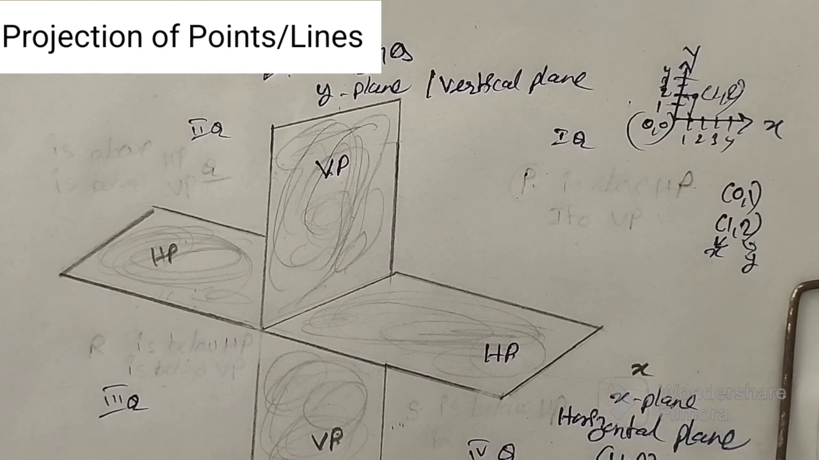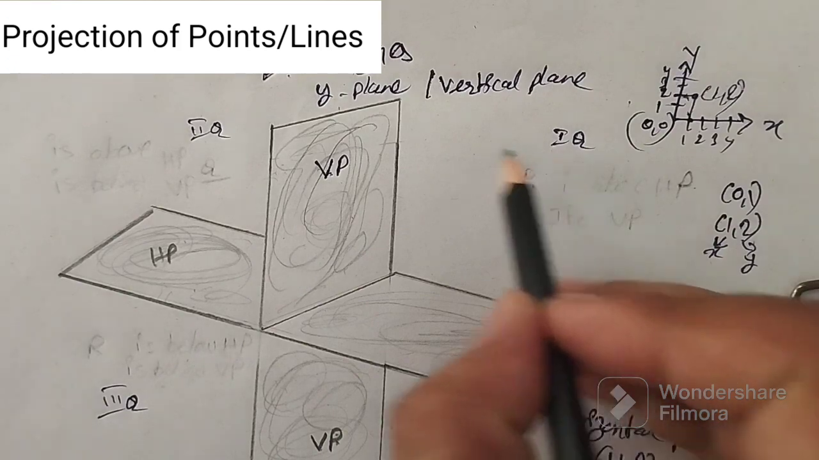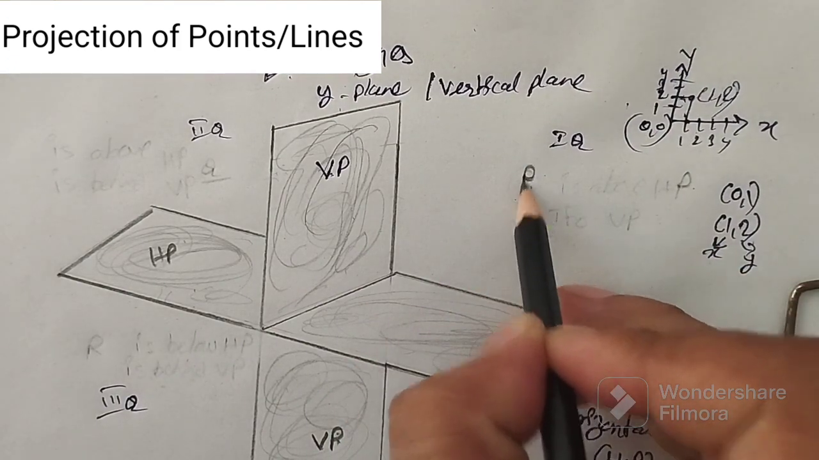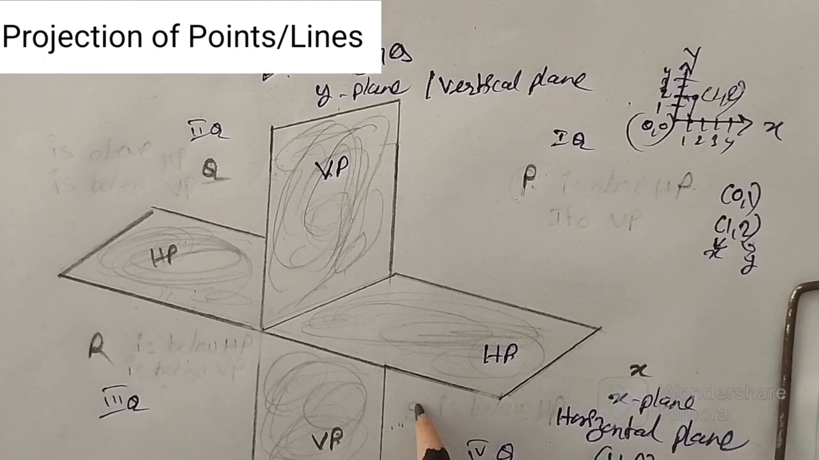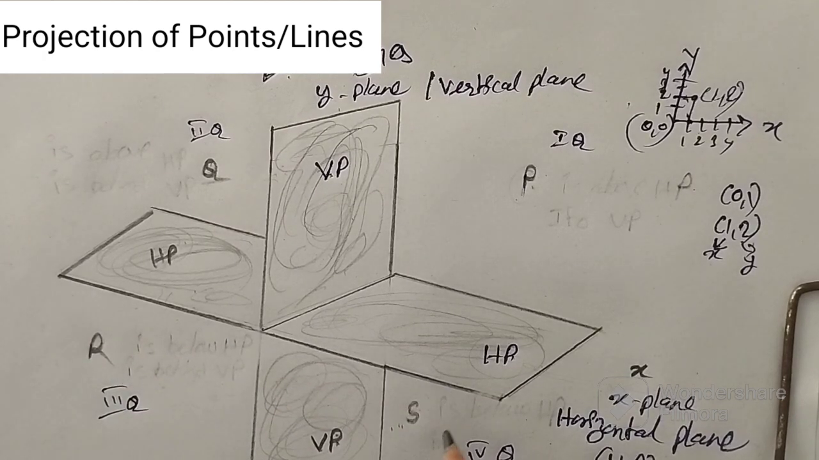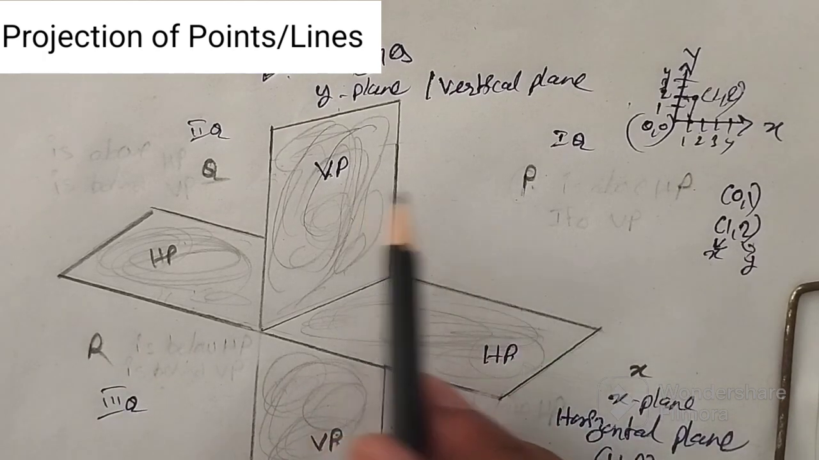In the previous classes, we have done the basics of engineering graphics: types of pencils, arrows, polygons, conics, and also the basics of projection of points, that is, how to name a point P, how to name a point Q, how to name a point R, and how to name a point S. Like P is above HP, in front of VP.